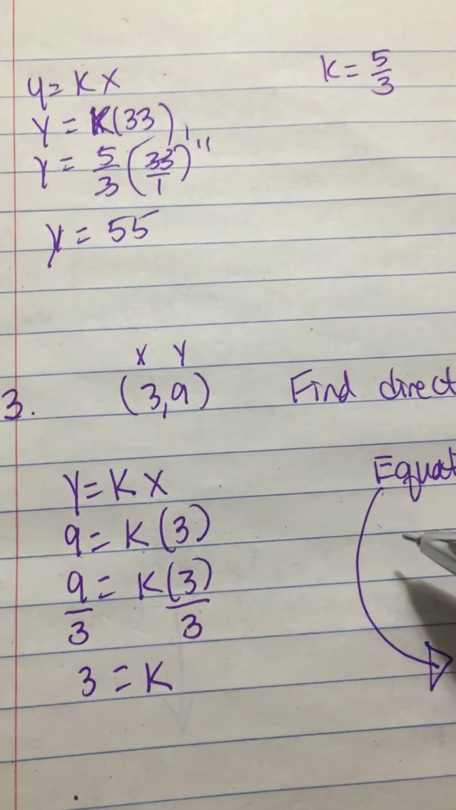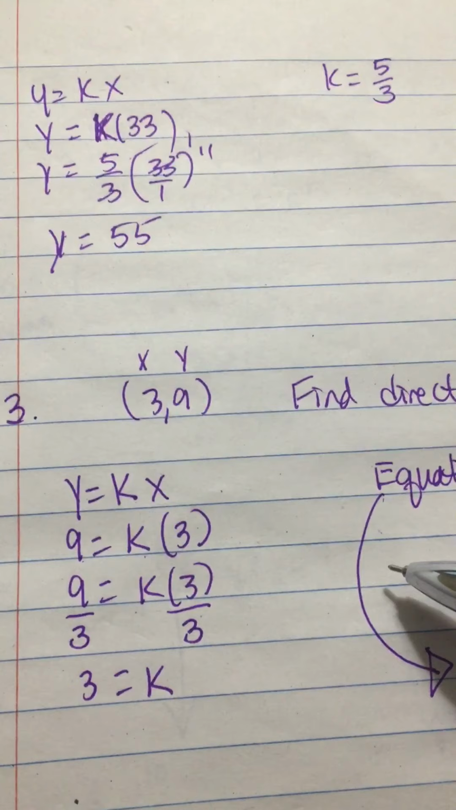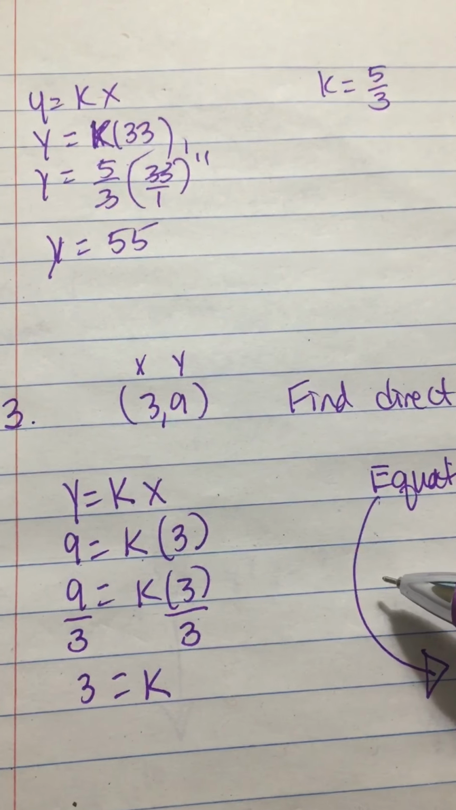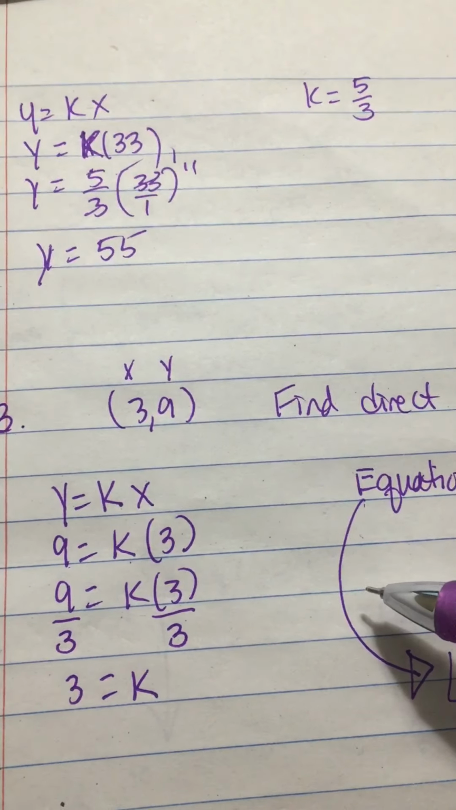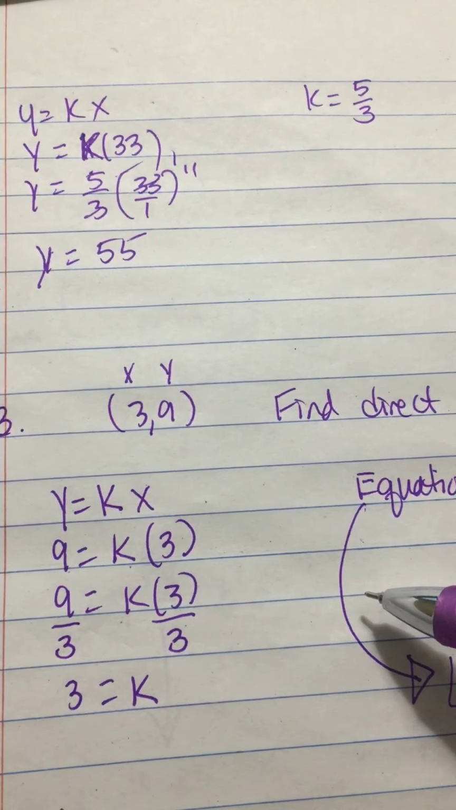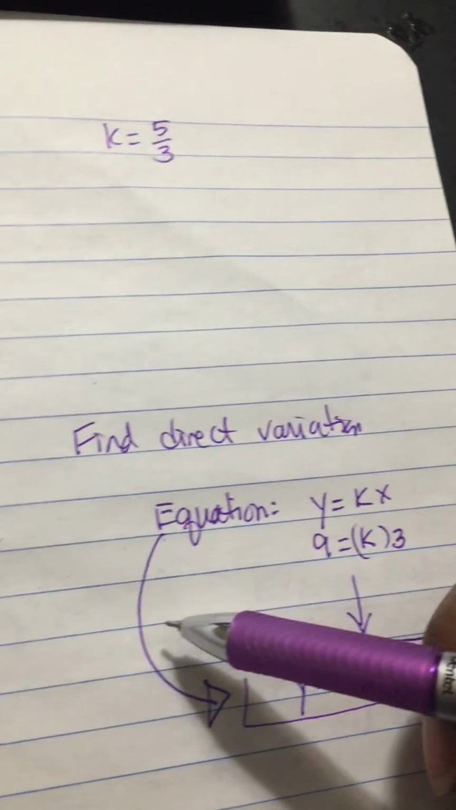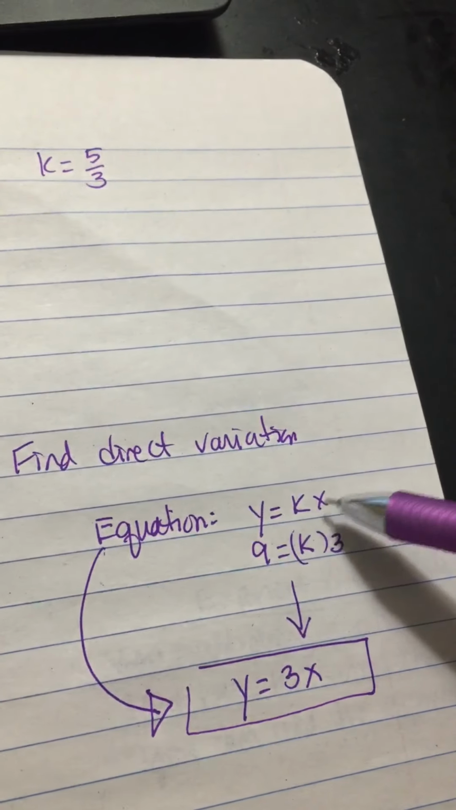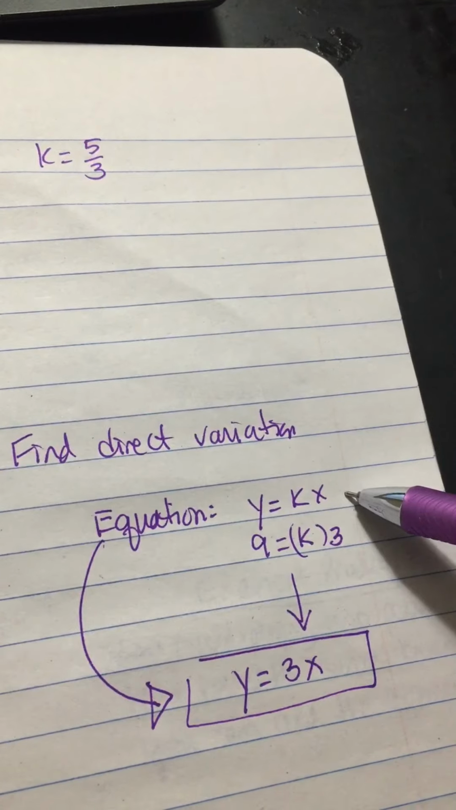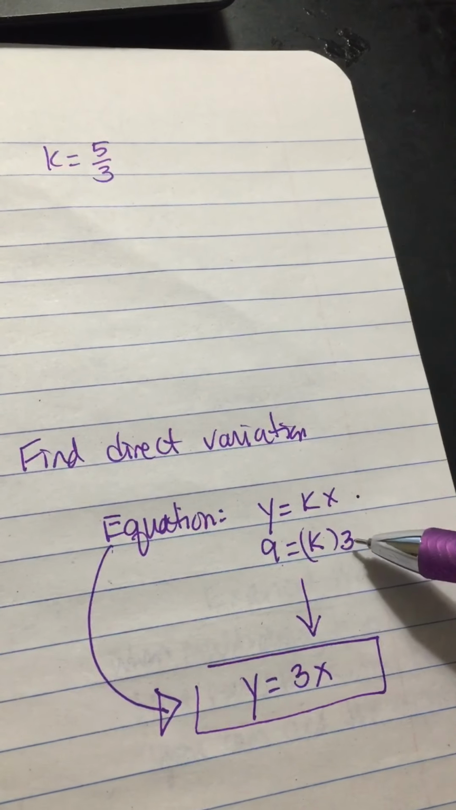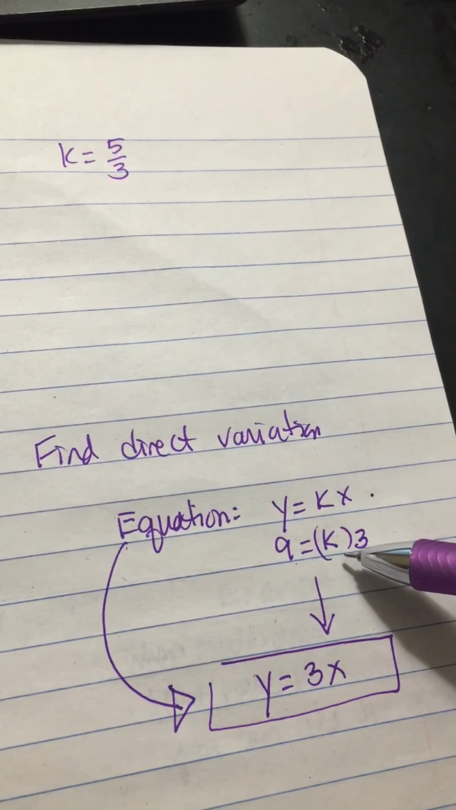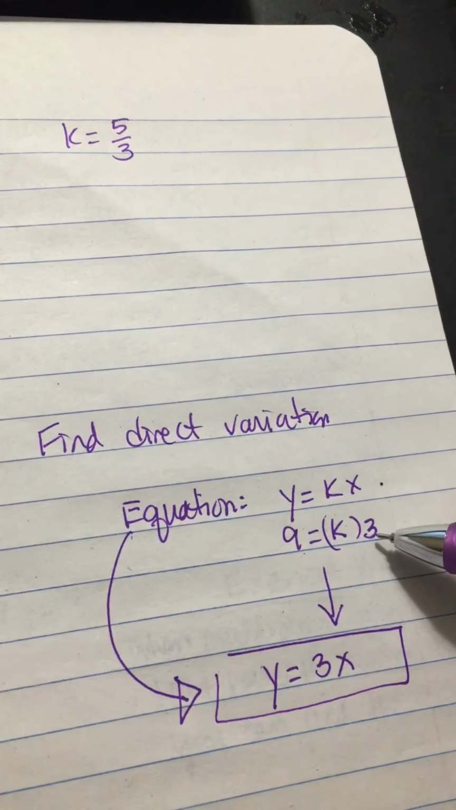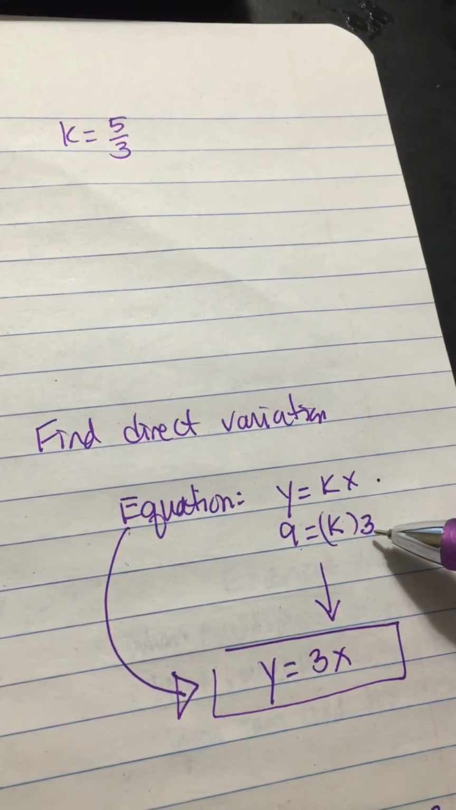Now, are we finished? No, because the question says write an equation of the direct variation given the ordered pair 3 and 9. So now we're going to come to the side. We're going to write our direct variation equation again. We're going to plug in what we know to make sure it's correct. And yes, we do get the constant, which is 3. We get that.